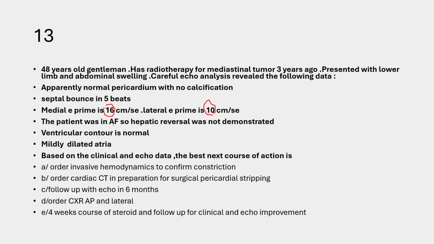The patient was in AF, so the hepatic reversal was not demonstrated. Ventricular contour is normal. There is mildly dilated atria. Based on the clinical and echo data, the next course of action is: order invasive hemodynamics to confirm constriction, order cardiac CT in preparation for surgical pericardial stripping, follow up with echo in 6 months, order chest X-ray, AP and lateral, 4 weeks course of steroid and follow up for clinical and echo improvement.